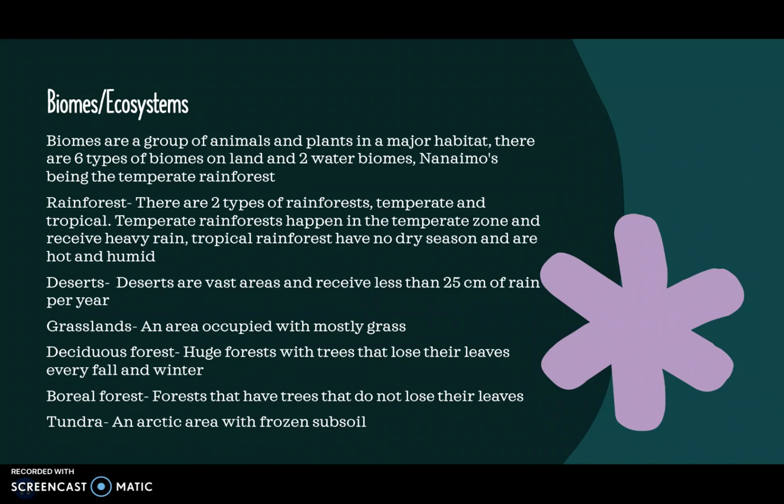Temperate rainforests happen in the temperate zones and receive heavy rain. Tropical rainforests have no dry season and are hot and humid. Deserts are vast areas and receive less than 25 centimeters of rain per year. Grasslands are occupied with mostly grass. Deciduous forests are huge forests with trees that lose their leaves every fall and winter. Boreal forests have trees that do not lose their leaves in winter. And a tundra is an Arctic area with frozen subsoil.